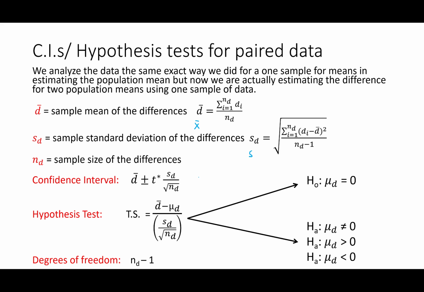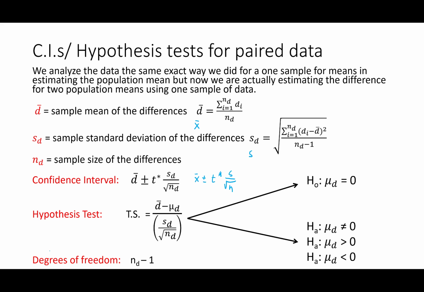Our confidence interval is the exact same as estimating a single mean, right? But again, you'll just notice D's to represent differences. Same thing with hypothesis tests, same exact formula. So we should be comfortable performing hypothesis tests for paired data. Since we've already learned these formulas, we're doing the same exact formulas as a single mean, except our inferences are going to be on the difference between two means.